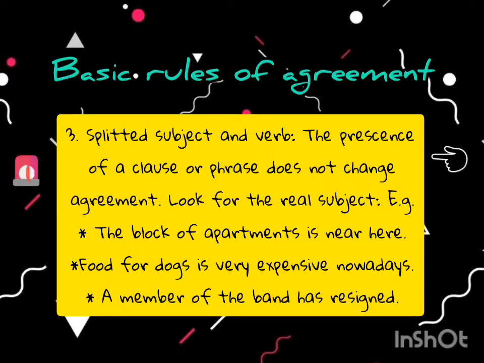Number 3. Split subject and verb. The presence of a clause or phrase after the subject does not change agreement. Basically, you need to discover which is the real subject in the sentence. For example, if I say the block of apartments, the block is going to be the subject, and then I need to use a singular verb in the sentence. For example, the block of apartments is not far from here.